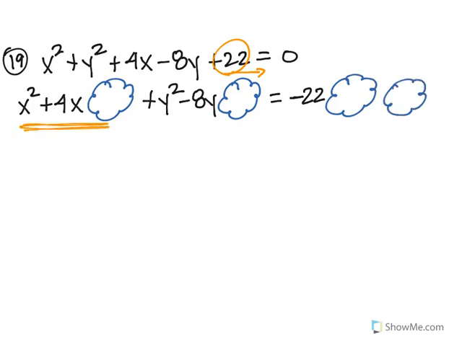So we're going to do the completing the square of our x's. Half of 4 is 2. 2 squared is 4. So you're going to plus 4 on both sides. We're going to do the same for our y's. Half of 8 is 4. And 4 squared is 16. So you're going to add 16 to both sides.